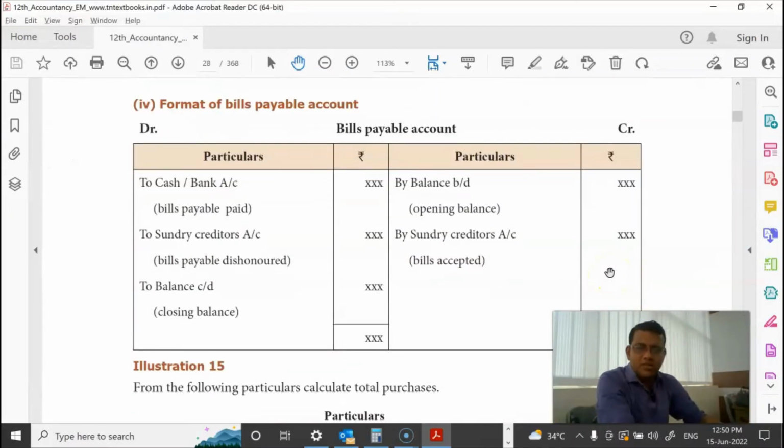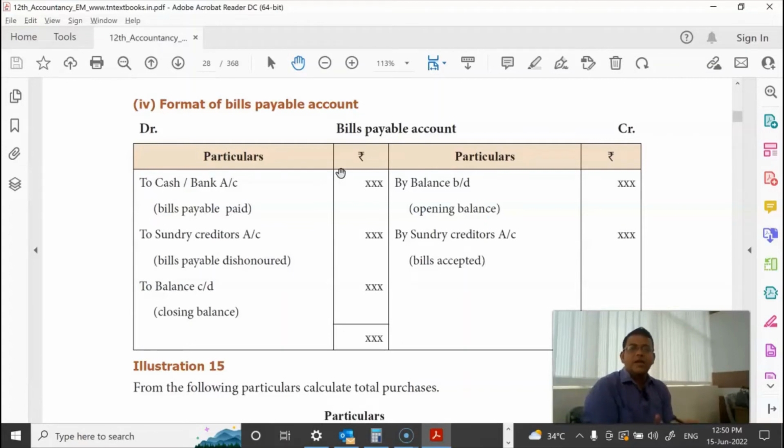So same concept, we'll apply the opposite of bills receivable. You are going to have bills payable account. Here again, you will have a credit side, you will have the opening balance because it's a liability. And then we have any payments which are made, so we'll write to cash or to bank, and then any bills accepted, you'll write by sundry creditors, and dishonored, you'll write to sundry creditors, bills payable dishonored, and the closing balance.